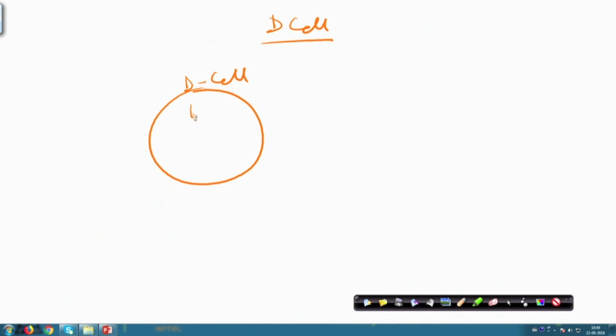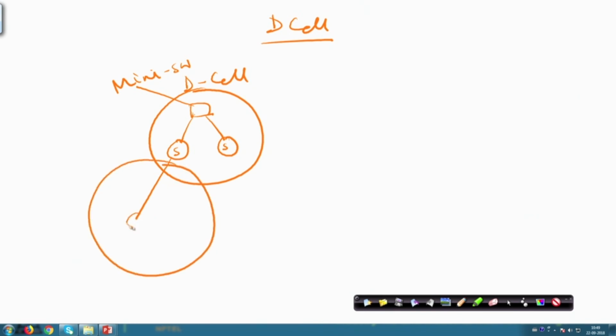So, in a DCell, you have something called the mini switch, and every mini switch has a server. This is a server, this is another server. Every server in a DCell will connect to another DCell server, this is another server, which again will be connected by a mini switch. This mini switch basically connects to two different servers.